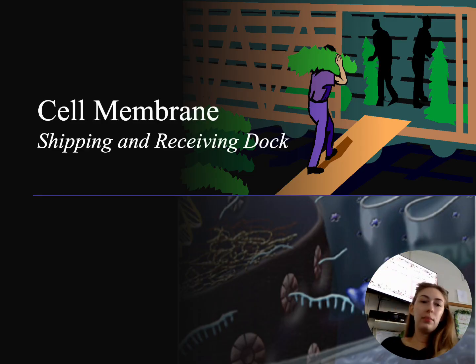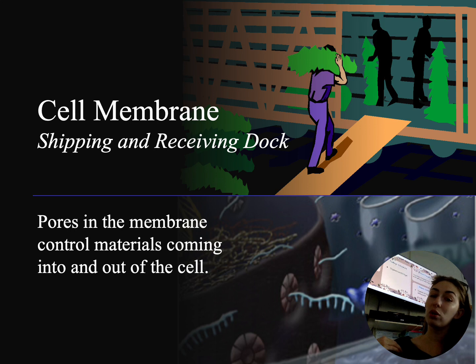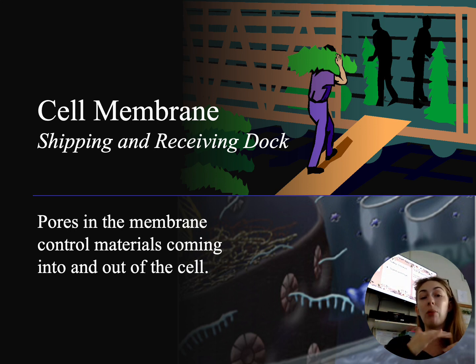To start us off, we have our cell membrane. You can think of the cell membrane as the shipping and receiving dock. It quite literally has pores inside the membrane that control what materials come in and out of the cell. Again, it's shipping and receiving. So it takes in the stuff and sends stuff out, okay?